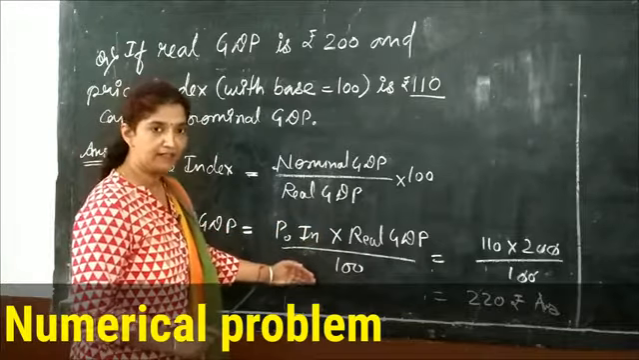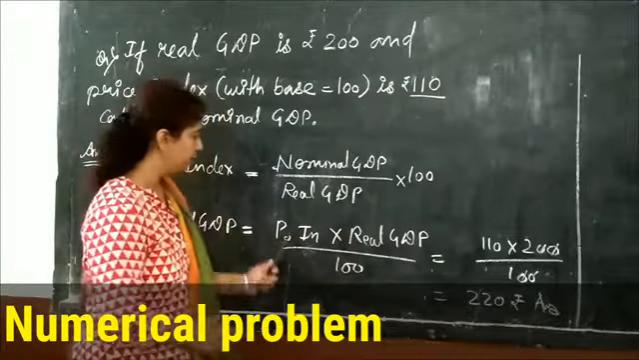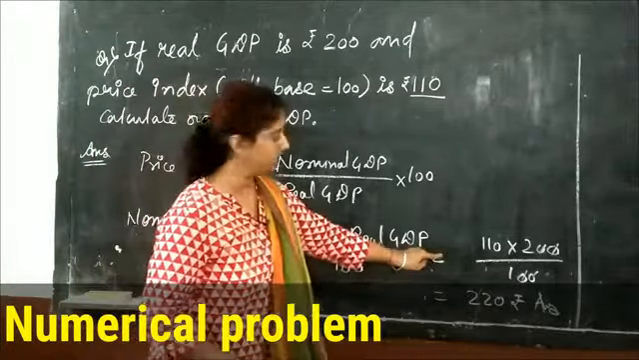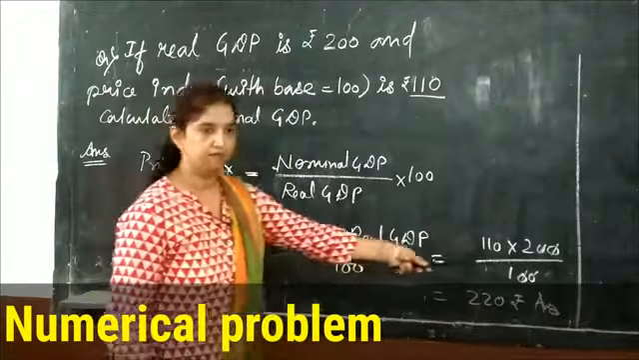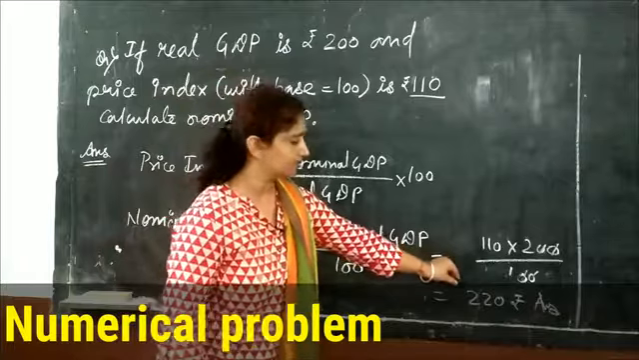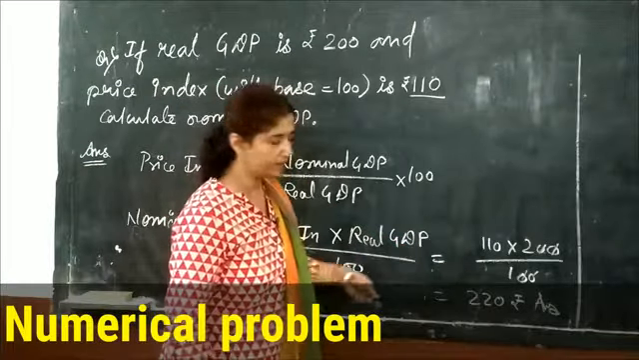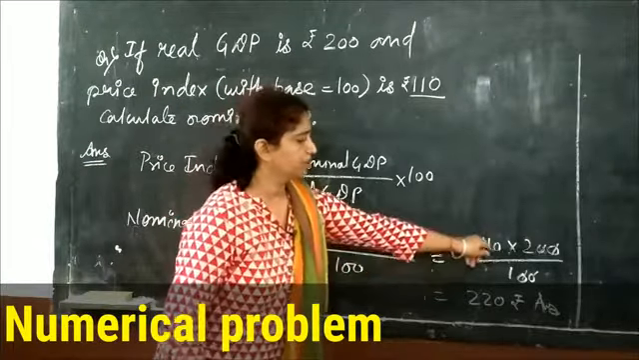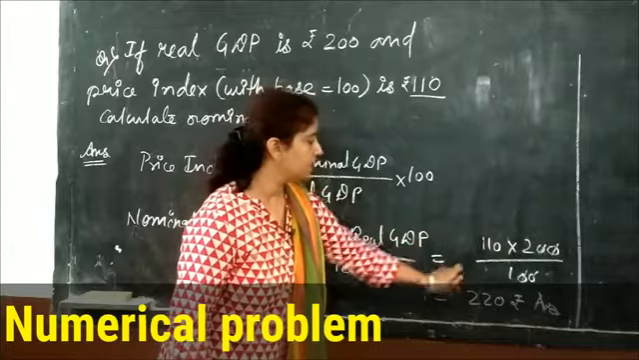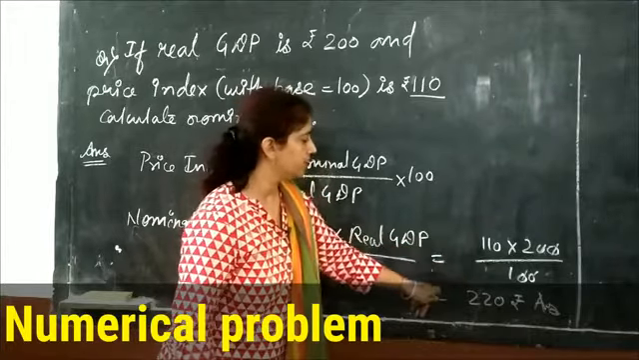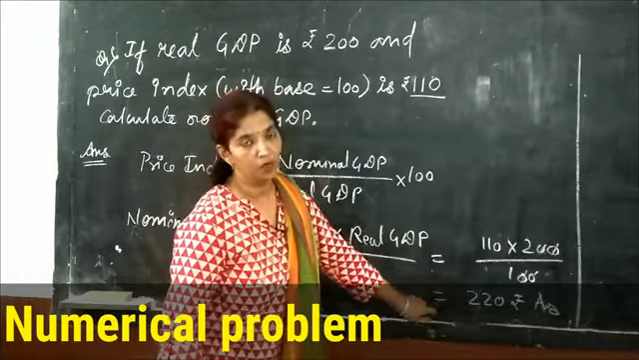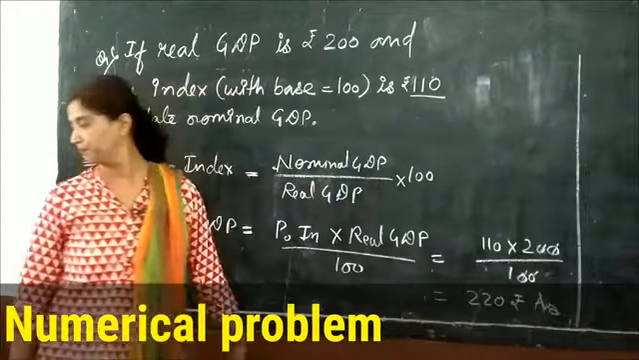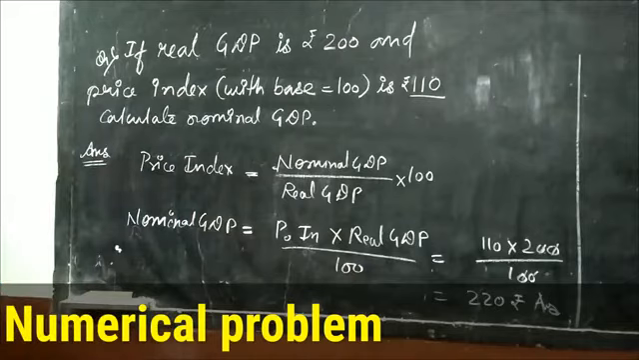After putting in all the values, the price index is given as 110 and the real GDP is given as 200, and the base price is 100. The zero cancels with zero, so 110 multiplied by 2, that is equal to 220. This is the nominal GDP. One more numerical problem.